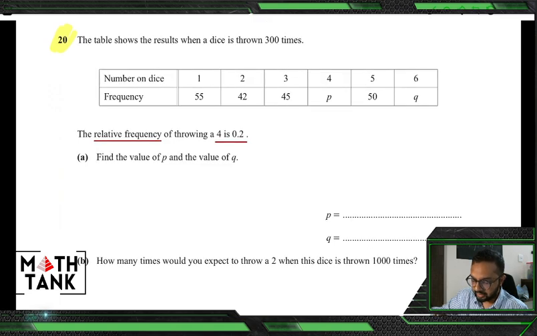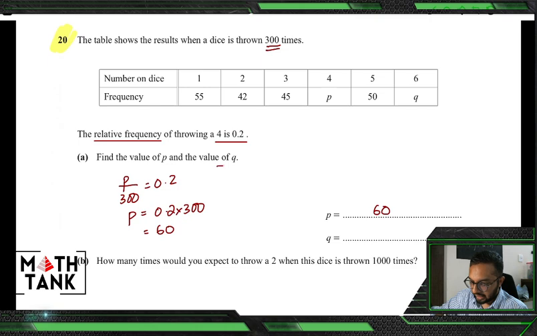Relative frequency works in pretty much the same way that probability does. So, it says of throwing a 4. So, throwing a 4 is P out of a total of 300 times. So, I can say that P over 300 should equal 0.2. I can just multiply this 0.2 into 300 and that should give me 60.